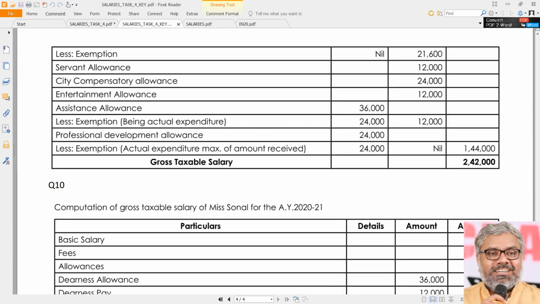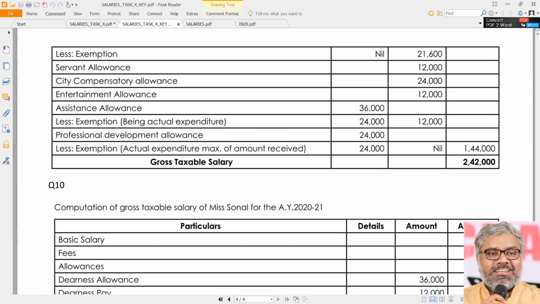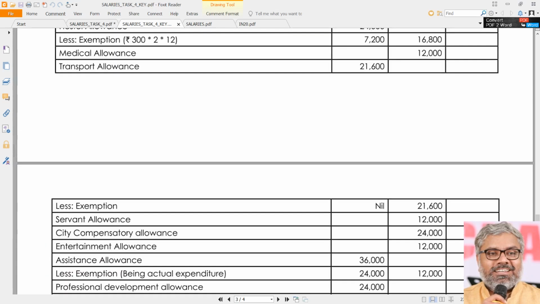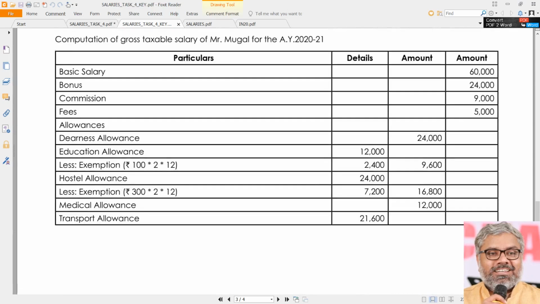And you have to observe the variety of names of allowances, such as assistant allowance and so on. Whatever the names are, they are just to be understood. What is the nature of them? Are they falling in the category of allowances received for performing official duties? If so, if there is any actual expenditure, to that extent they will be exempt.